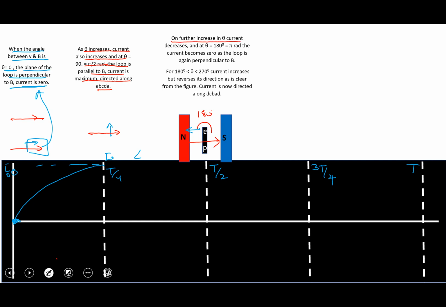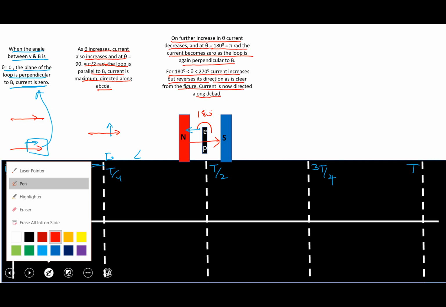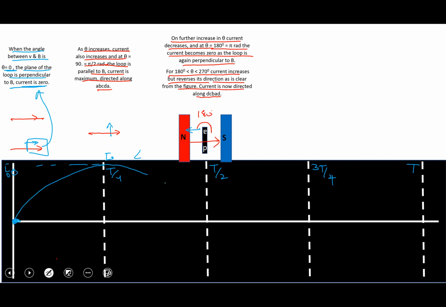On further increase in theta, at an angle of 180 degrees, or pi radian, the current becomes 0, and the loop is again perpendicular to B. From 180 to 270, the current increases but in the reverse direction, and it's clear from the figure that the current will now be directed along DCBAD. Now we can see clearly that the current has decreased from this point to 0, and it's going down now. In the next step, it will go underneath the 0 point as well.